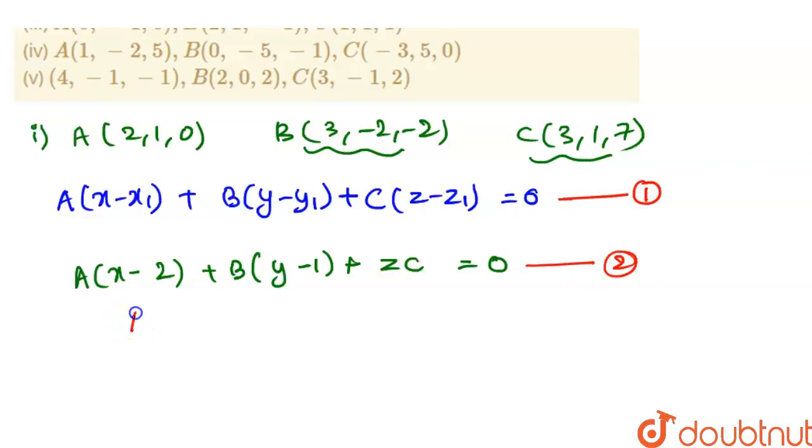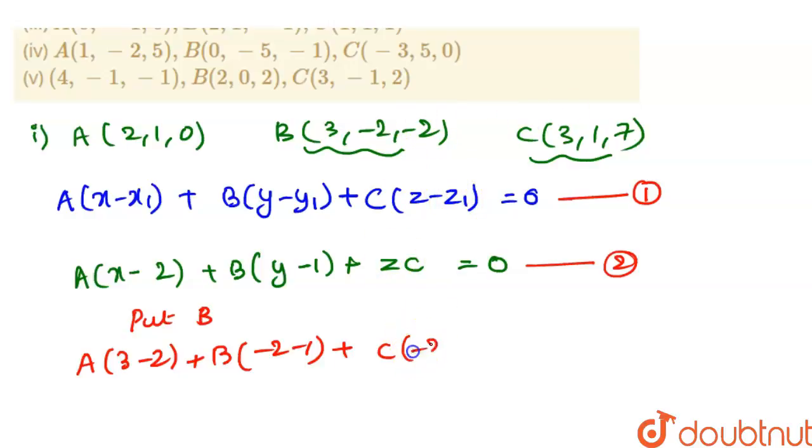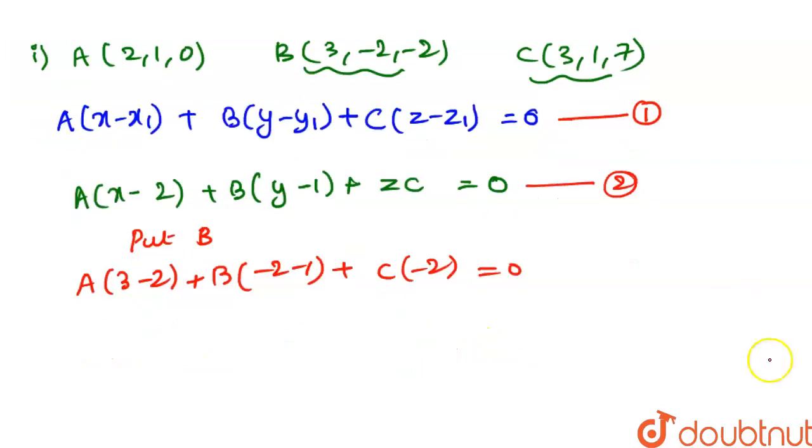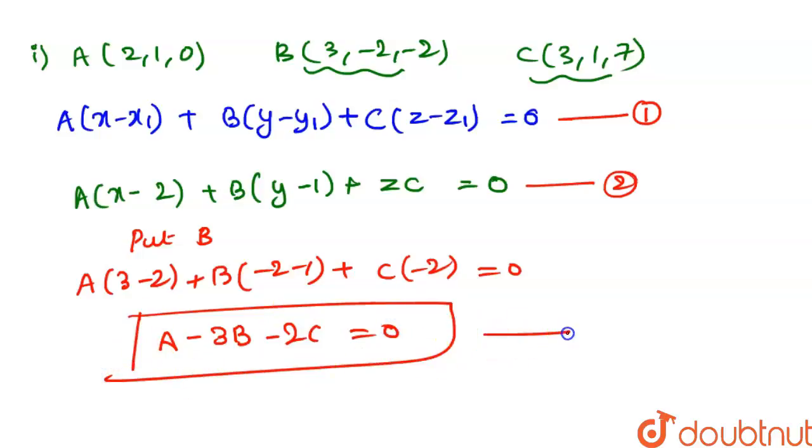So now put point B in this equation. This will give us A times (3 minus 2) plus B times (minus 2 minus 1) plus C times (z minus z1), where z1 was 0 and z is minus 2 now, so minus 2C is equal to 0. From here we get an equation in terms of A, B and C: A minus 3B minus 2C is equal to 0, right? Let us mark this as the third equation.